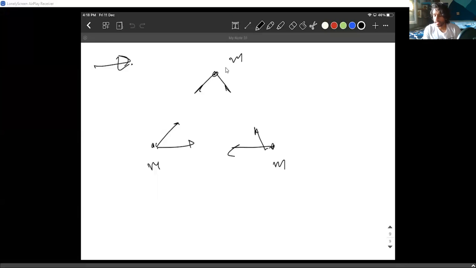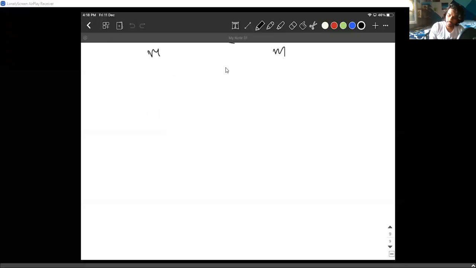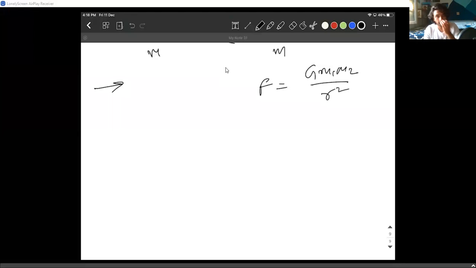Let me start with a simple question. I want a quick answer. We all know F is G m1 m2 by r square, and it is defined only for particle masses, but it coincidentally works for spherical masses, and we can mathematically prove it. And that was pretty much what we discussed.